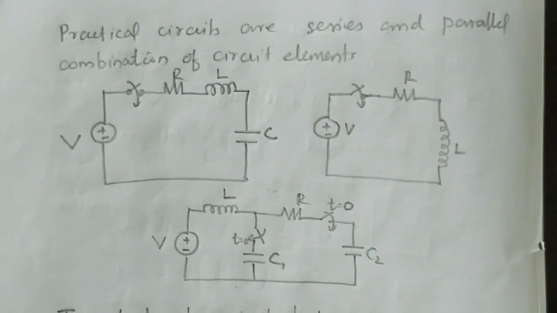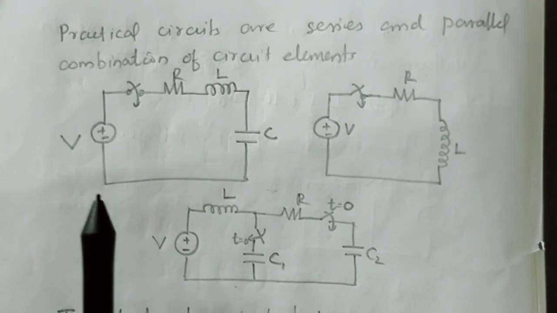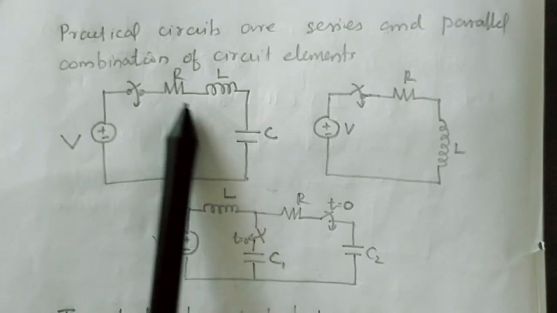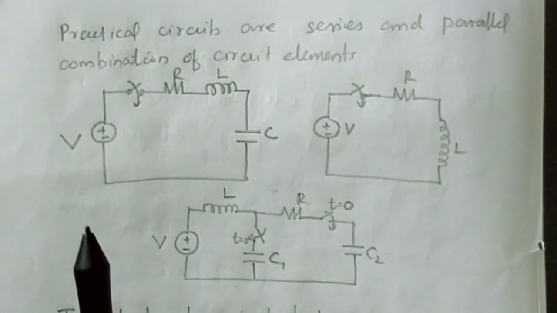In this section, I am going to demonstrate how to solve a given network during the transient period by the conventional method and the Laplace transform method. We know practical circuits are series and parallel combinations of circuit elements like this. Whenever a transient occurs, we can't write ordinary voltage equations. Instead, we need to write the differential equation governing the system.